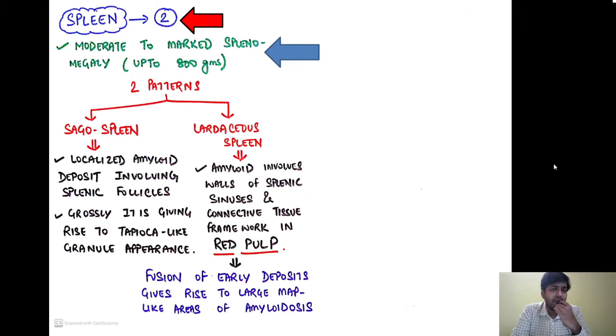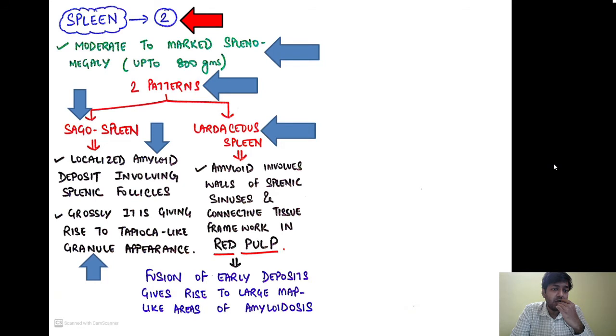Now here classically we are having two patterns. One is the sago spleen, one is the lardaceous spleen. So in the sago spleen we see that there is a localized amyloid deposit involving splenic follicles. Okay, and grossly it is giving rise to a tapioca-like granule appearance. That is why it is called sago spleen. Okay, so what is sago? Sago is basically, in Hindi we call it sabudana. We will show you the image in the next clip.